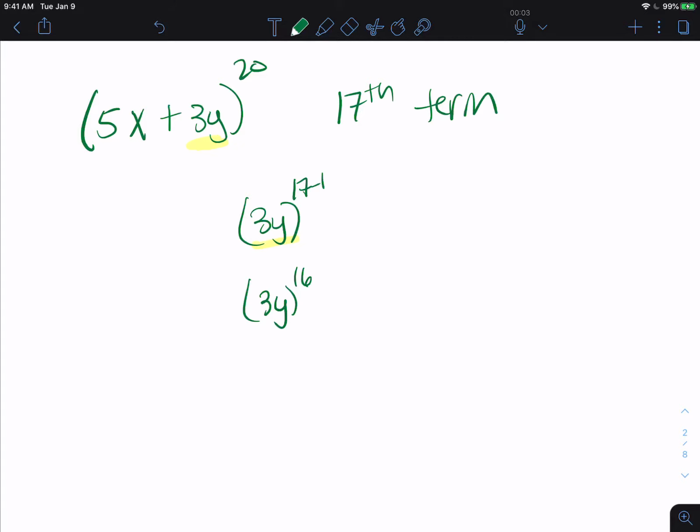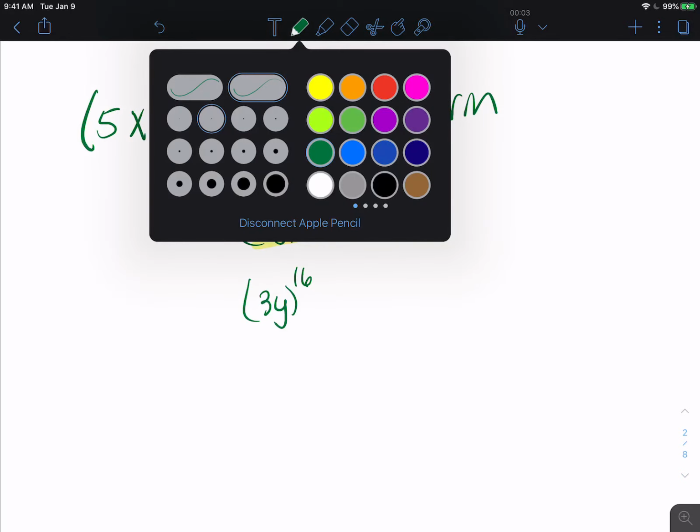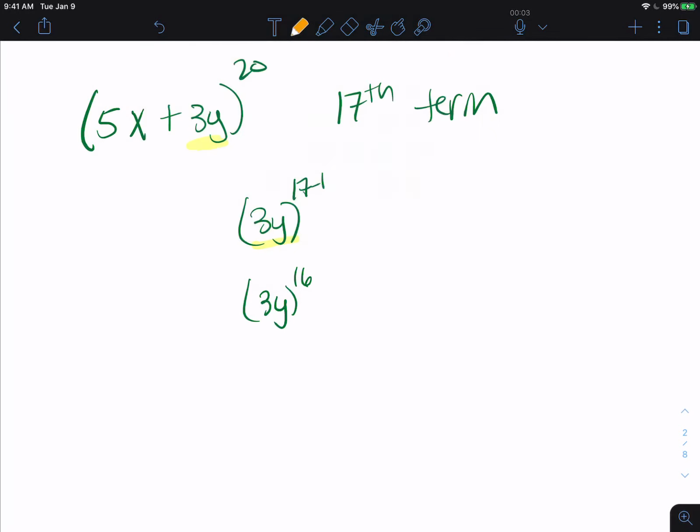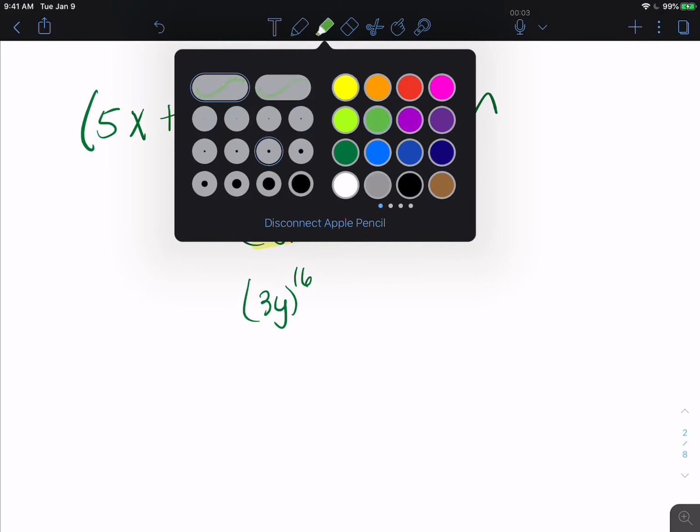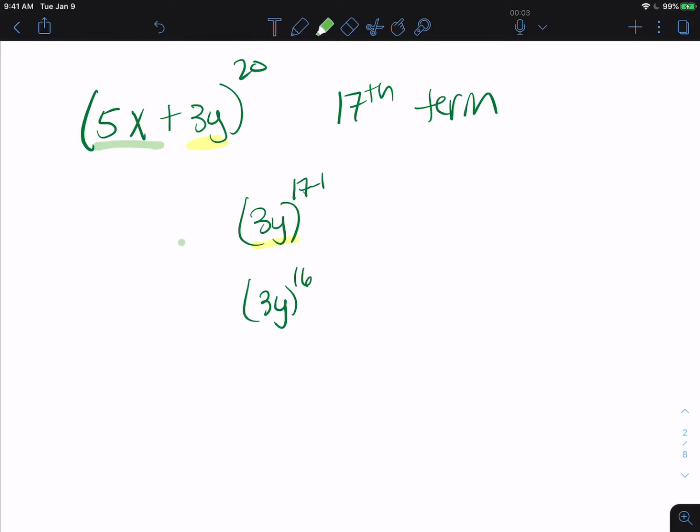Okay. Then I'm going to do the 5x, and I'm going to take that thing to the power so that they add to 20, right? So if this is 16, I'm thinking 16 plus what equals 20? Well, 16 plus 4 equals 20. So this will be 5x to the fourth.